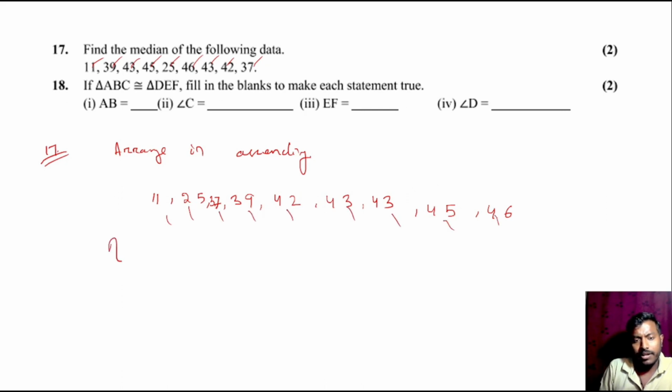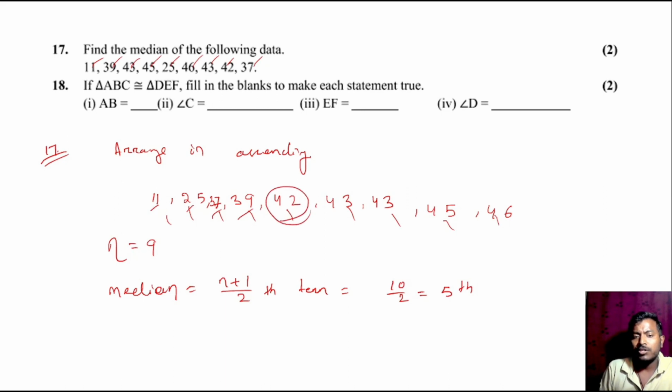Okay. Here n equal to 9, so median equal to the (n plus 1) by 2 term, that is 10 by 2, equal to the fifth term. The fifth term: first, second, third, fourth, fifth. So median equal to 42. Clear? Next, question number 18.